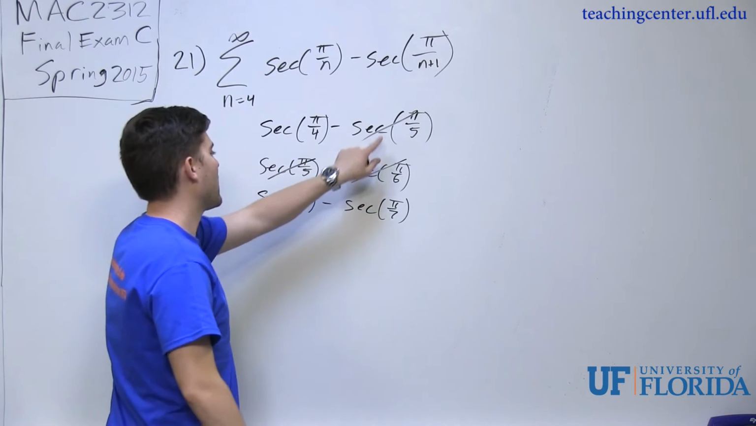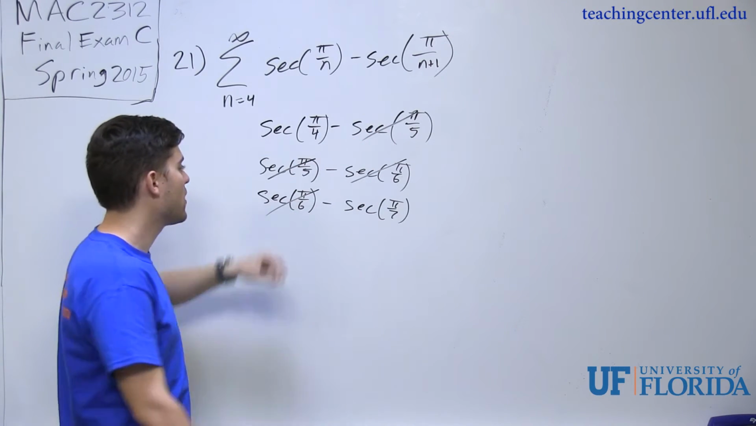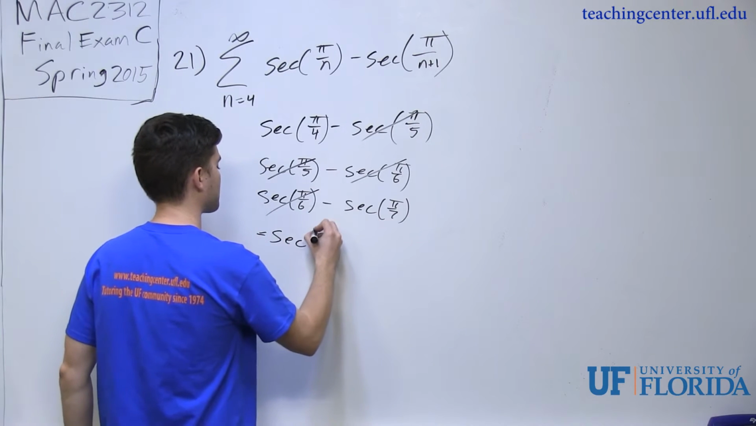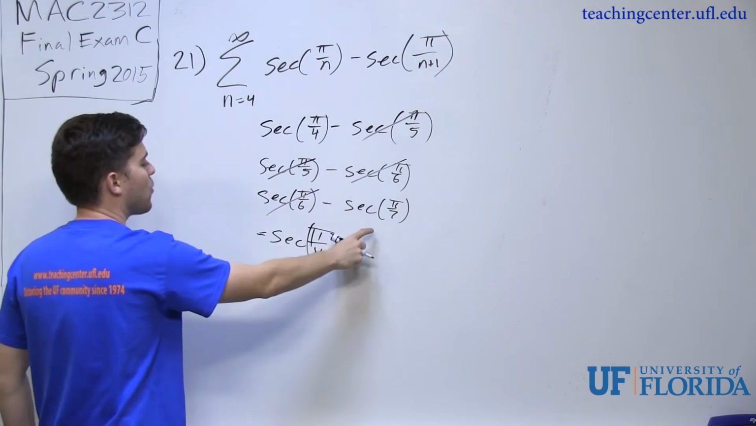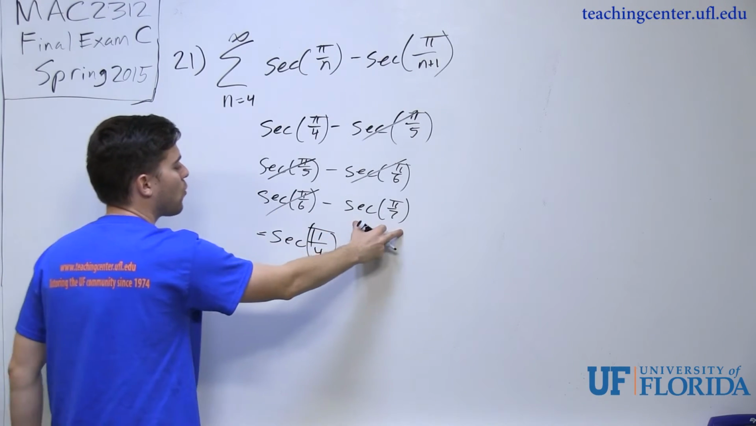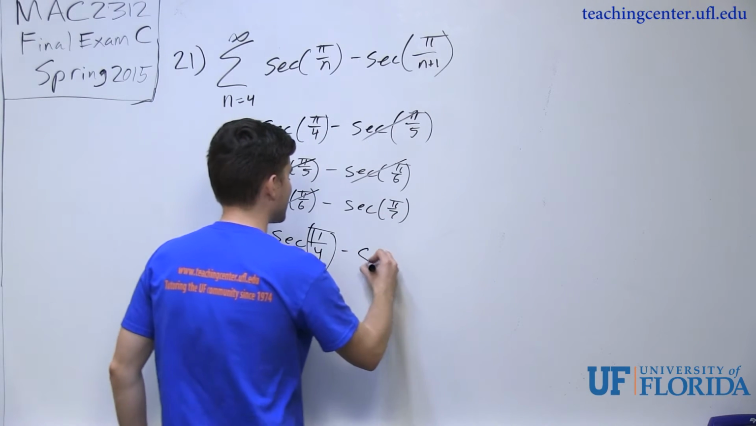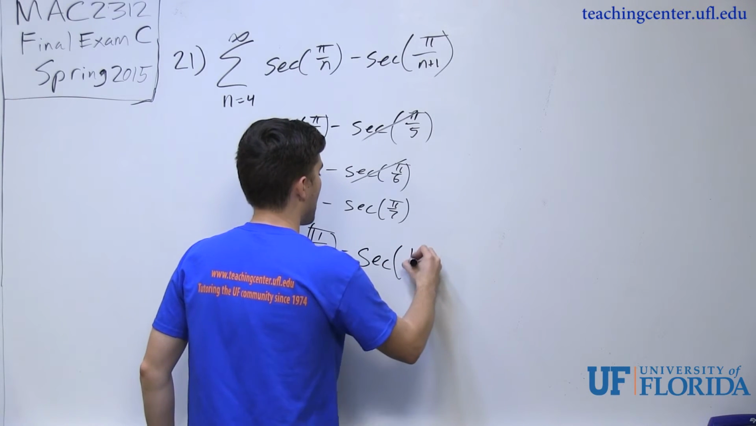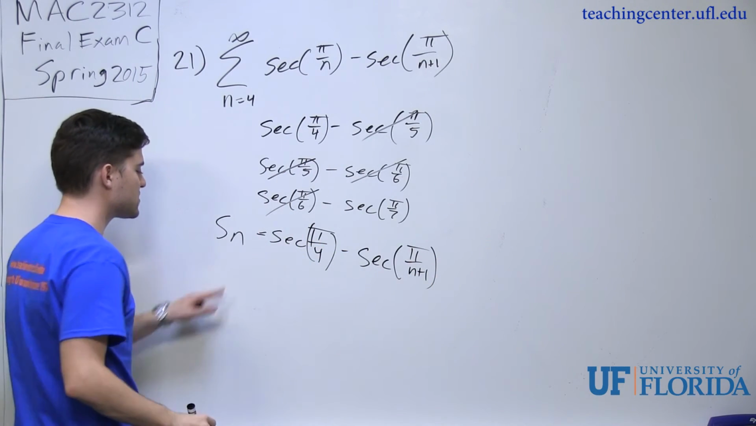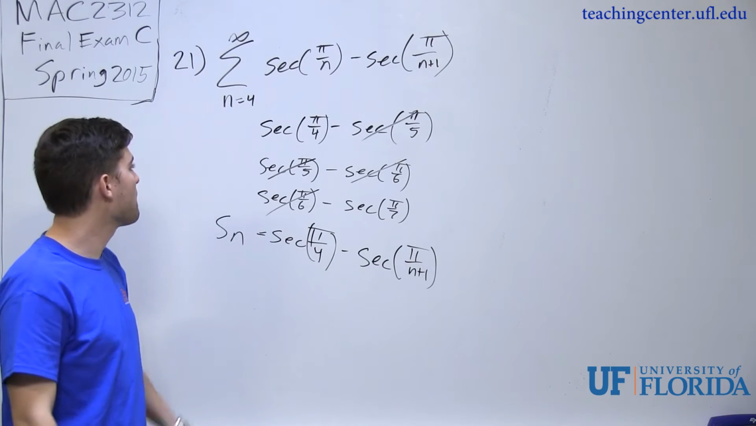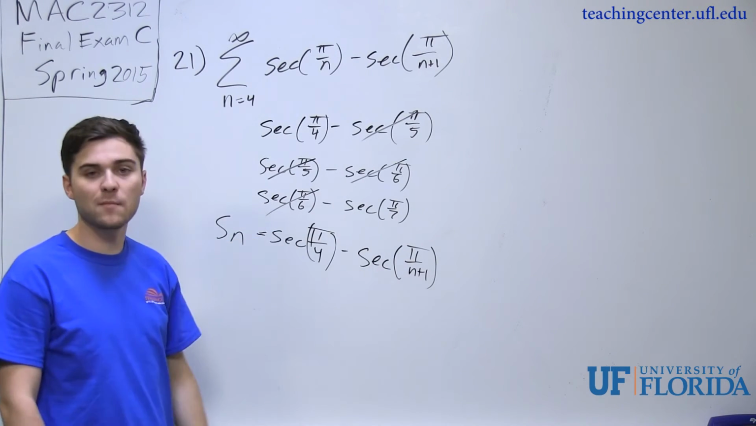That still cancels, so that's good. It looks like no matter what, these terms will always cancel with these terms. I'm left with a secant of pi over 4 that never dropped out. And no matter what n value I write this out at, I'll always have at least one extra term left over, which corresponds to minus secant of pi over n plus 1. So this is the formula for my partial sum. I can write this at any n value and get the sum of those terms.